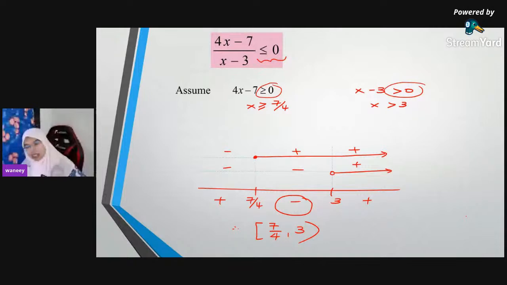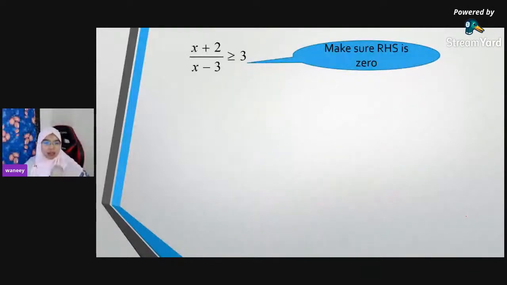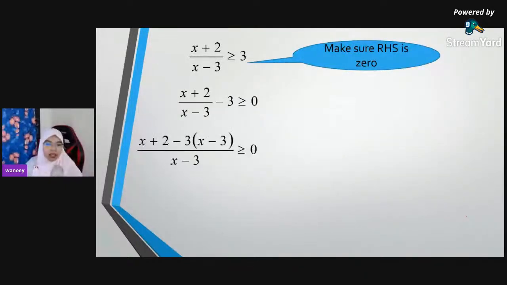We are going to do the same thing on the right hand side. So sekarang yang sebelah kanan tu pula. And let us check yang ni betul ke tak saya copy. Okay. Now x plus 2 over x minus 3 greater than or equal to 3. Bring the 3 to the left hand side, so it will become negative 3. Change everything into a single fraction. And then we are going to get 11 minus 2x over x minus 3 greater than or equal to 0.